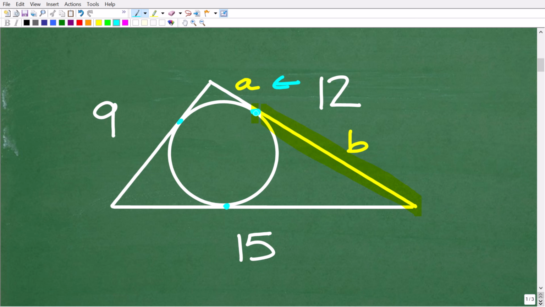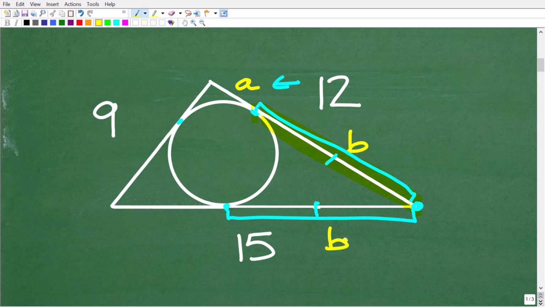So if you visually look here, it looks like length B is the same as this length right here, and that is actually true. So this length right here is B, so this side right here is also B. Okay, so we can see that this line segment A is going to be the same as this distance. So this is A as well. All right, so we have A here, B here, and B here.